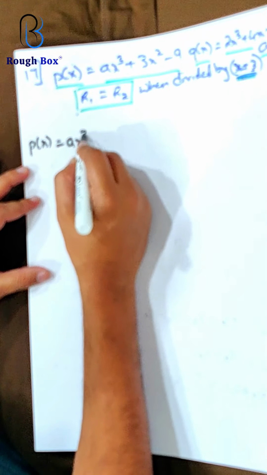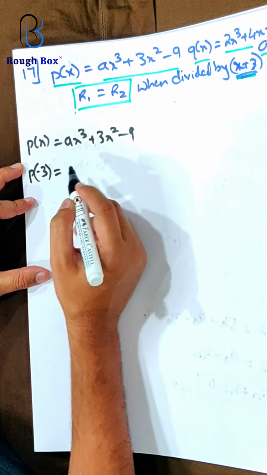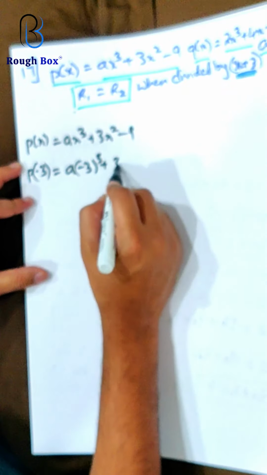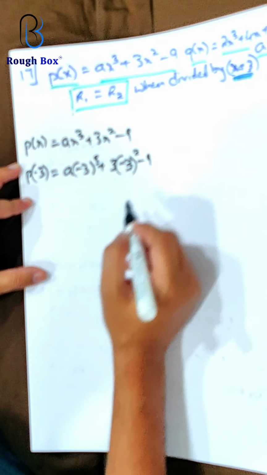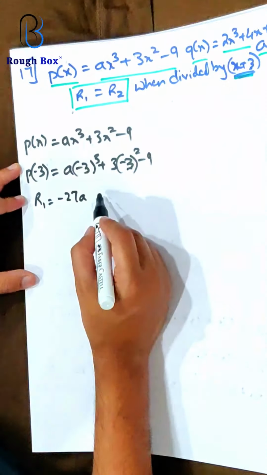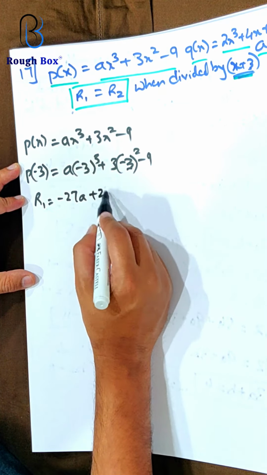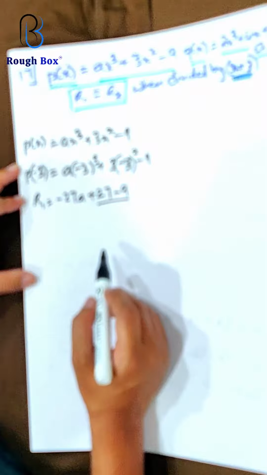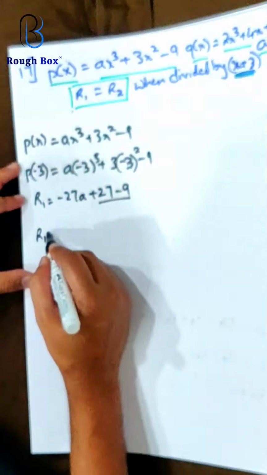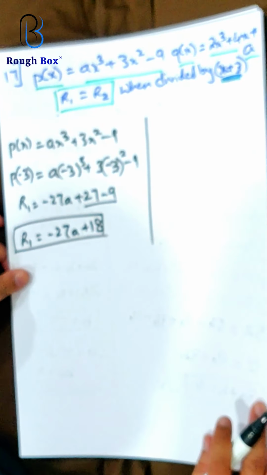Come on, go ahead. So P of x, ax cube, 3x square minus 9. And we are substituting x as minus 3. So a into minus 3 cube, 3 into minus 3 square minus 9. And we are considering this as R1. So minus 3 cube is minus 27a. Minus 3 squared is 9, because we are squaring it. 9 3s are 27 minus 9. So this is 18. You can say R1 is minus 27a plus 18. That becomes your R1. Likewise, try and get me R2 for Q of x.